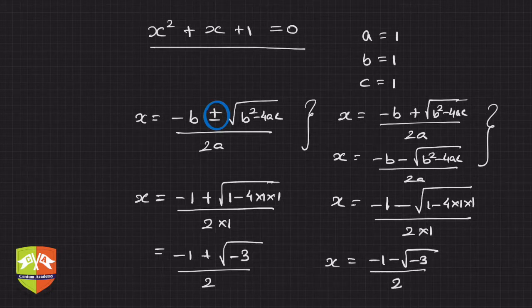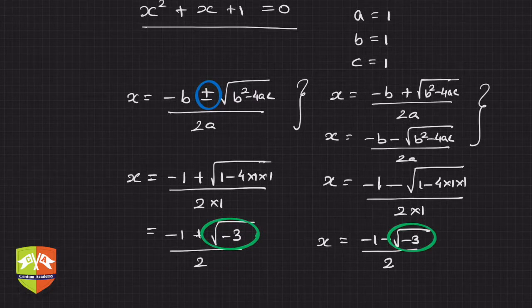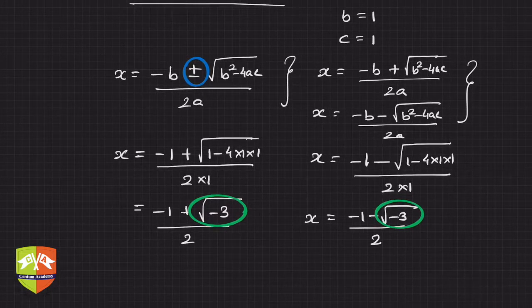Now here is a problem. What is the problem, guys? What is root of minus 3? Root of minus 3, we don't know. And if we are restricting ourselves to the realm of real numbers, there is no value which when multiplied by itself will fetch you minus 3. So hence we hit a problem. We are in a problem. So how do we even find the roots?